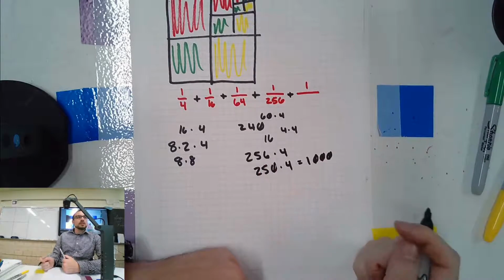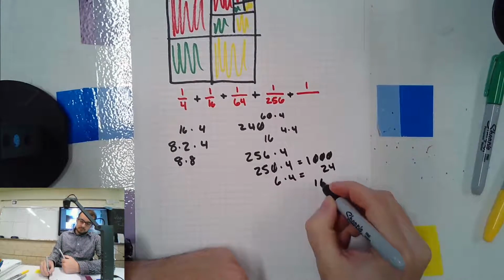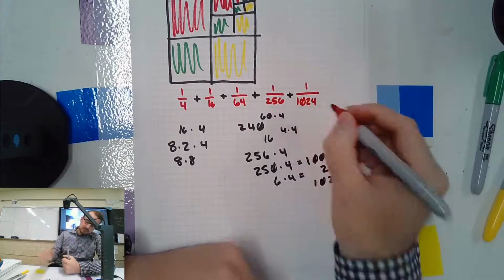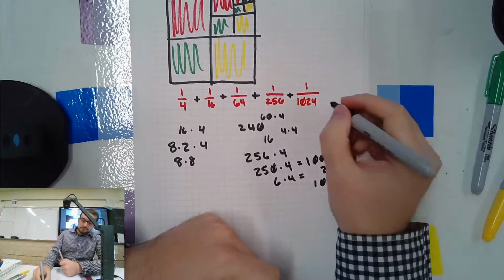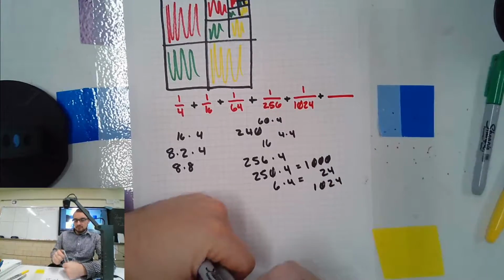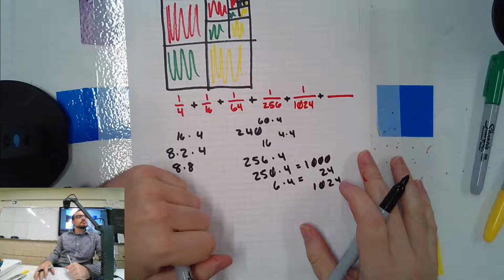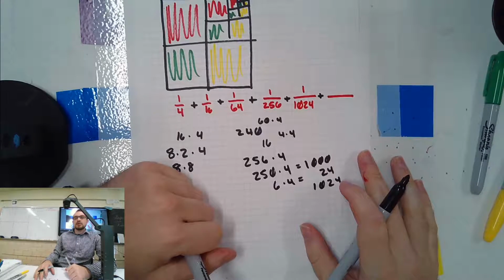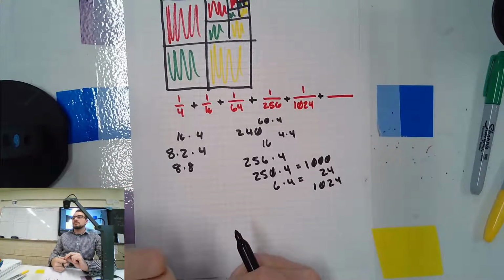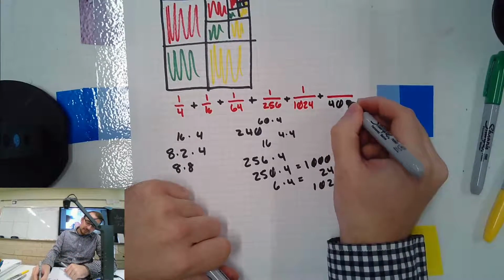Now, how many more groups of 4 am I short? 6 groups of 4. What's 6 groups of 4? 1024. What's 1024 times 4? Well, what's 24 times 2? What's 48 times 2? Well, that's 50 times 2 minus 4. 96, right? So this is going to be 4,096.